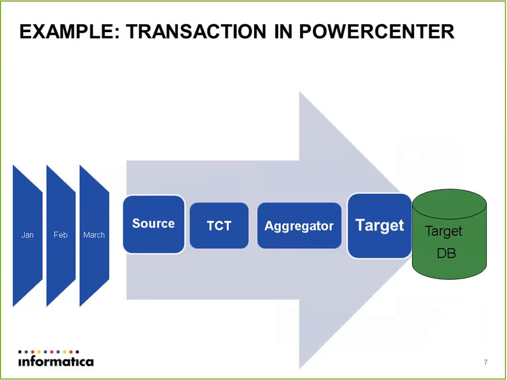Now, let us see an example of a transaction within PowerCenter. Imagine that you have a mapping that needs to process monthly data. The data that needs to be processed for each month is present in a separate flat file source. In this example, there are separate flat file sources for the months of January, February and March.